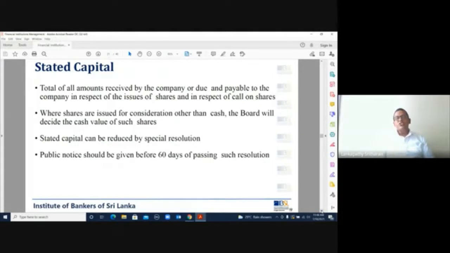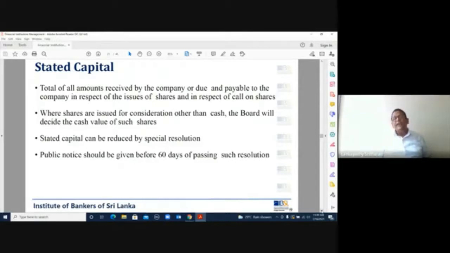So where shares are issued for consideration other than cash, the board will decide the cash value of such item. For example, generally the shares are issued for the consideration of cash, but sometimes, if the shares are issued other than cash, then the board of directors has to decide the cash value of such shares. Stated capital can be reduced by special resolution.